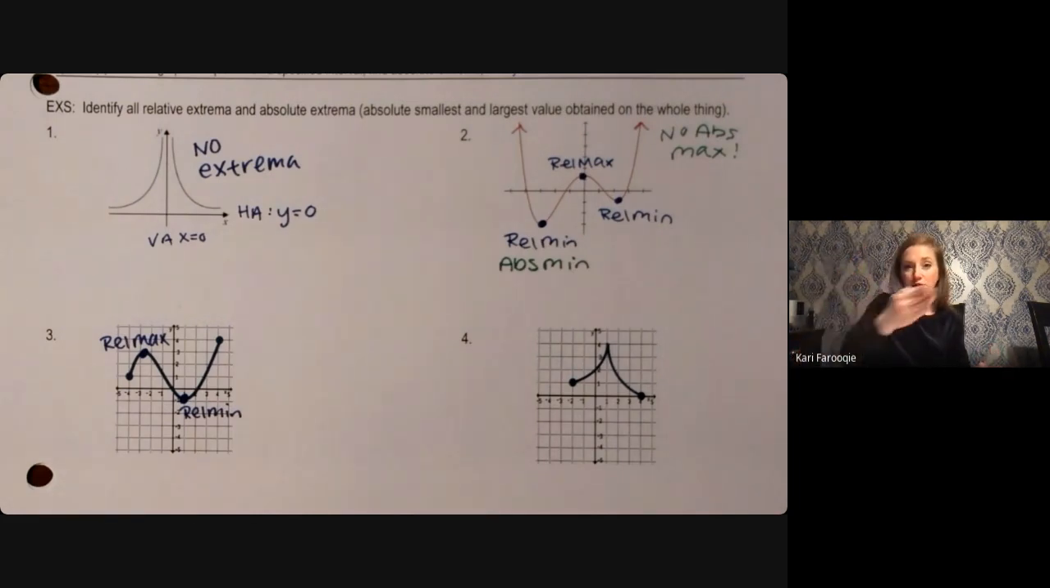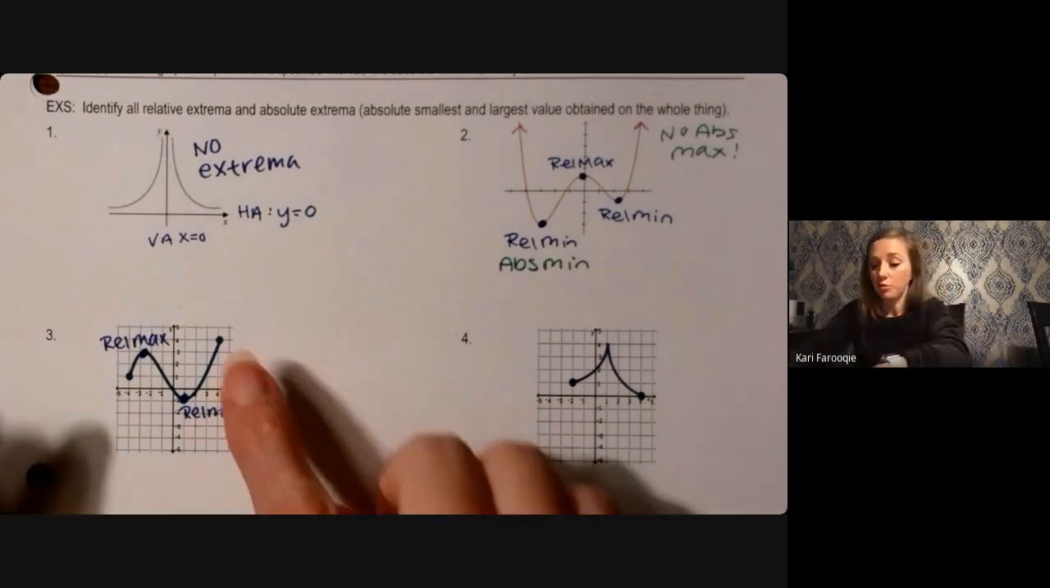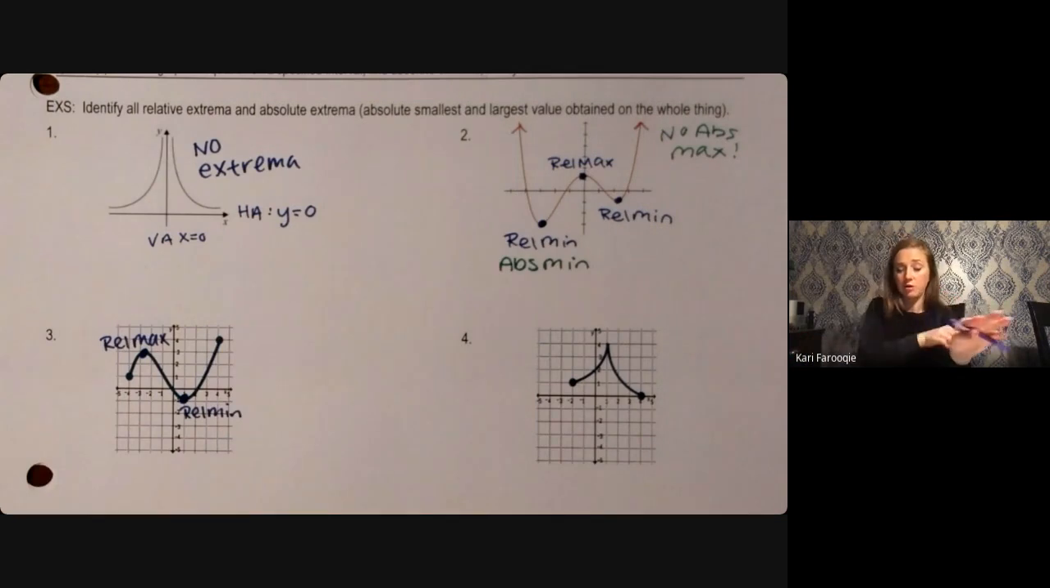If you're at the bottom of a hill, you need to be able to come back up. So there has to be a neighborhood around that point. And in this case, we don't have that. So we can't call the endpoints relative maximums or minimums. We can look at them and try to determine whether we have absolute mins or maxes based on those endpoints.